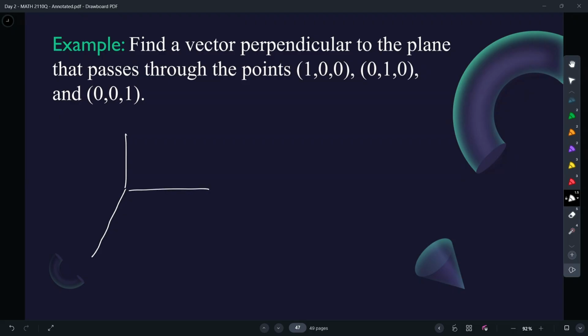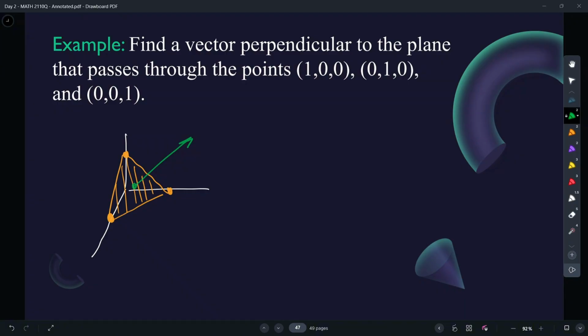So I have a plane that passes through 1, 0, 0, which is here, 0, 1, 0, which is here, and 0, 0, 1, which is here. If you draw the triangle, then it gives you an idea of what plane we're talking about. And then I want a vector that is going to be perpendicular to that plane.